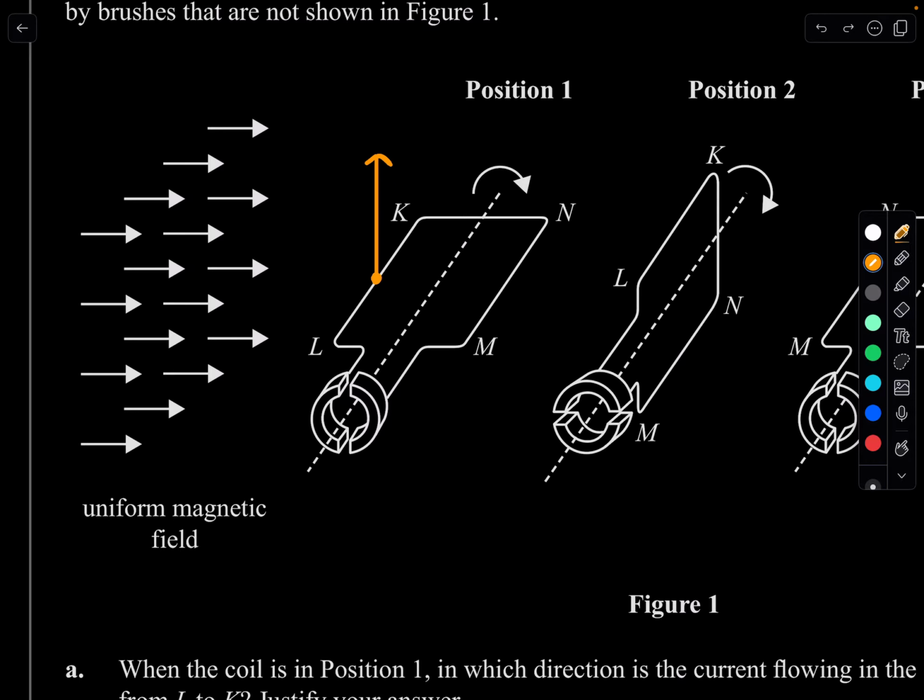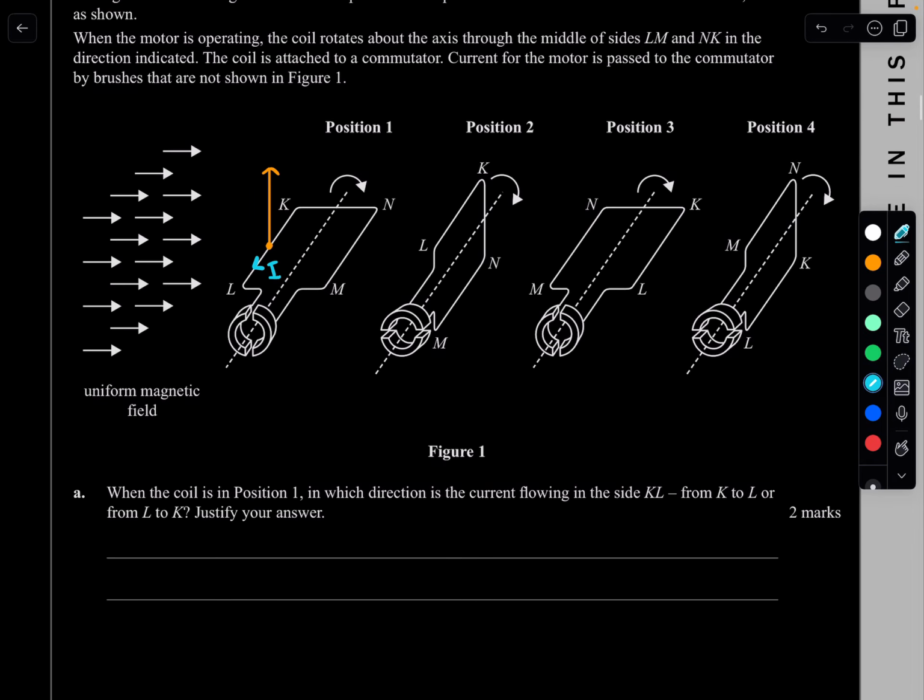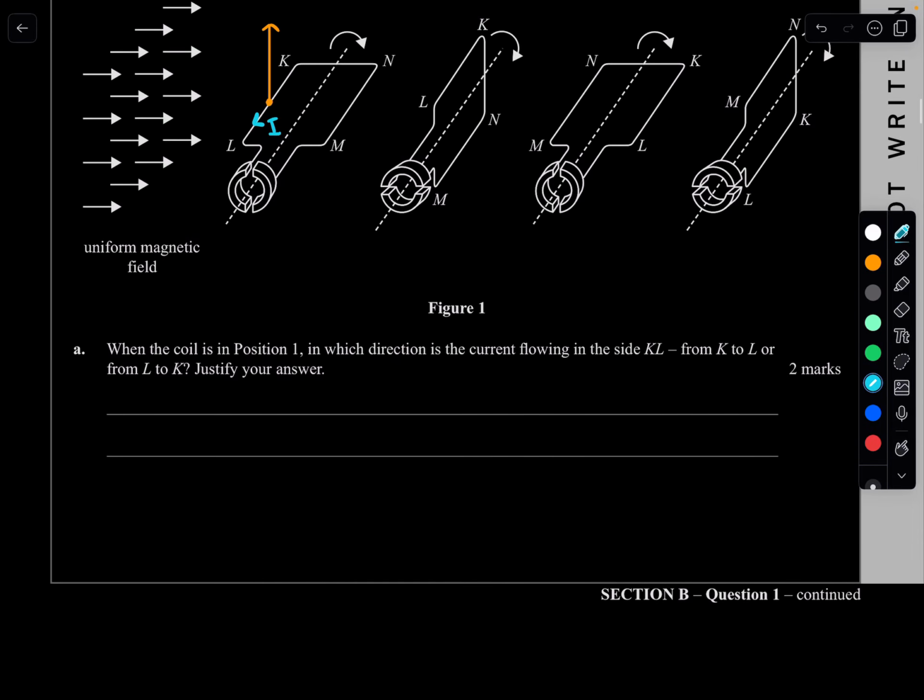And so basically, using your right hand slap rule, we know our palm represents our force. So your palm should be up. Your fingers are going to be representing the magnetic field, which is to the right. And so your thumb in this area is your current. And so basically doing that, you should realize that your current direction should be this way. And so basically, on the side KL, it's going from K to L. So K to L is the direction of current.